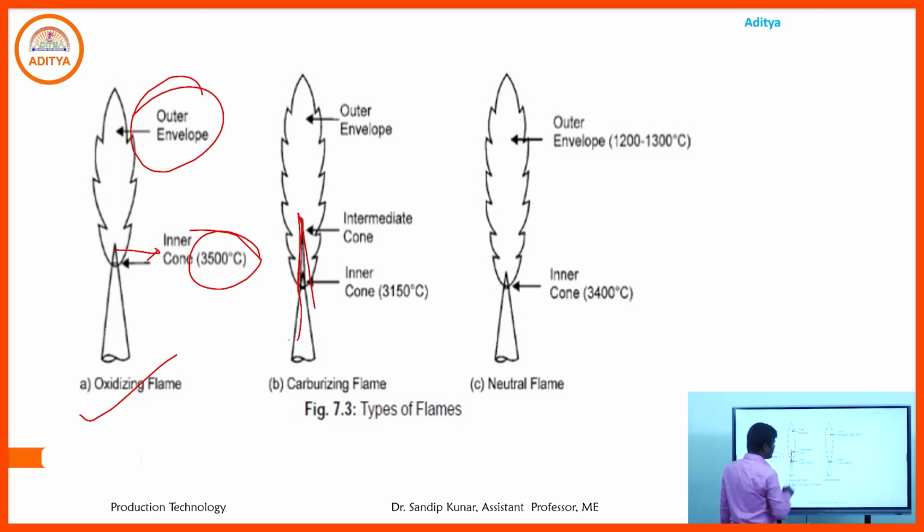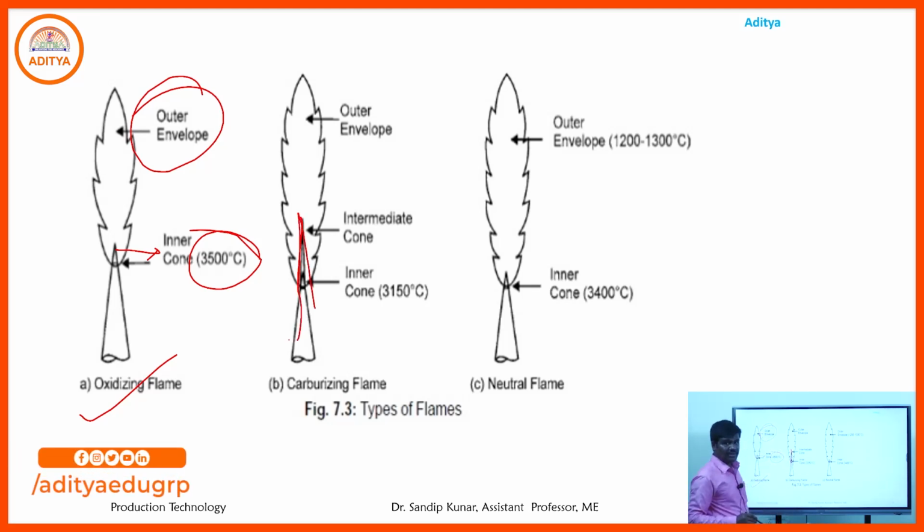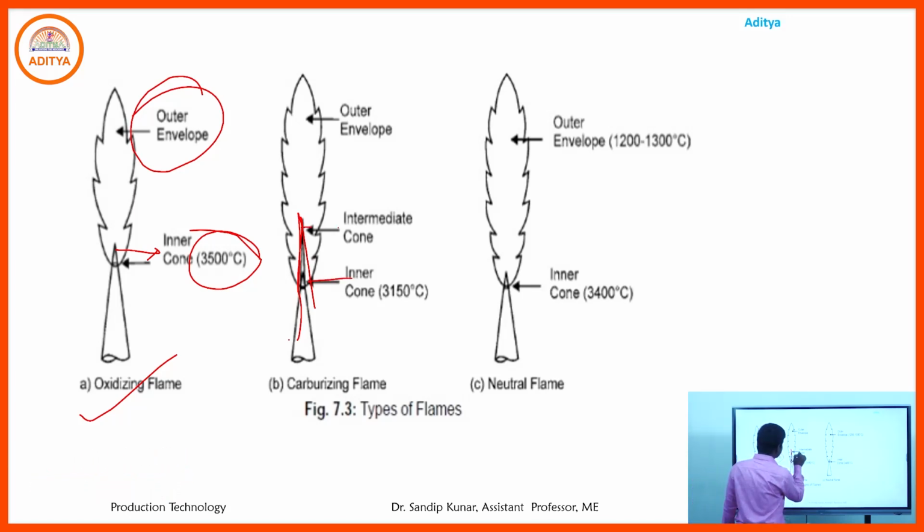Here the temperature is near about 3150 degree centigrade, that is the inner cone, that is the intermediate cone, and that is the outer envelope. In case of neutral flame, we have seen that is the inner cone, and the generated temperature is 3400 degree centigrade, and that is the outer envelope.